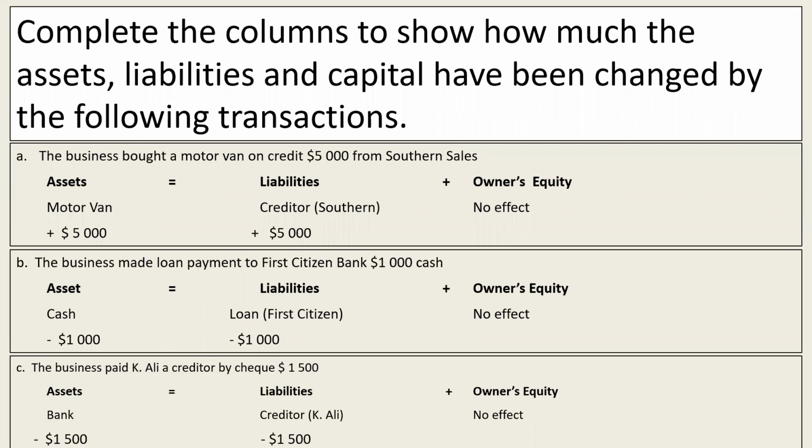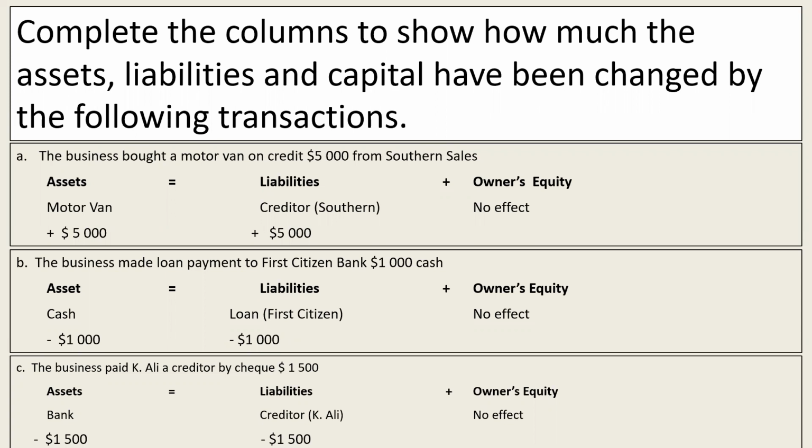So let's see. The asset there is the motor van. The reason for you putting the plus in front of motor van is because the business got a motor van. It is an asset to the business, okay? The business received that motor van. The motor van cost $5,000. They received that motor van, so it is going to be an asset to the business. However, it's a liability to Southern Sales because Southern Sales sold the business this motor van on credit.